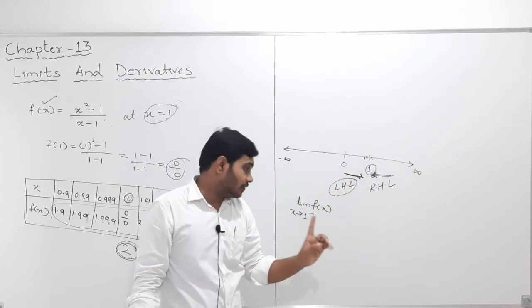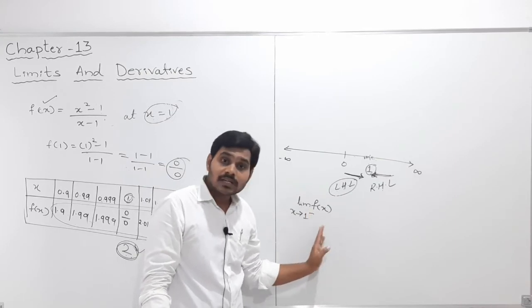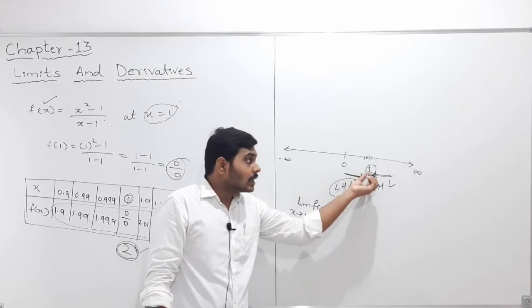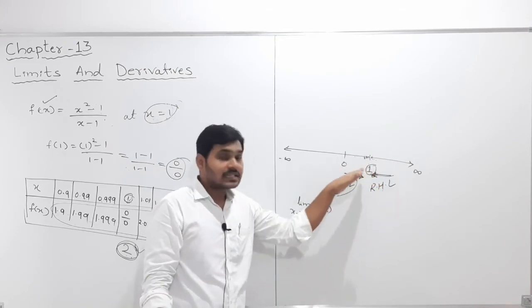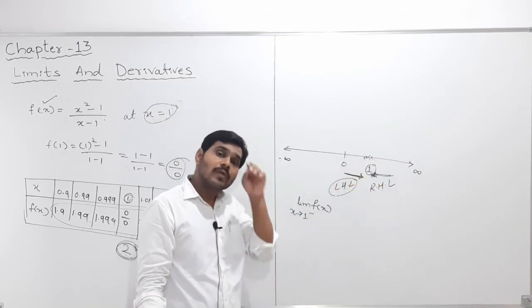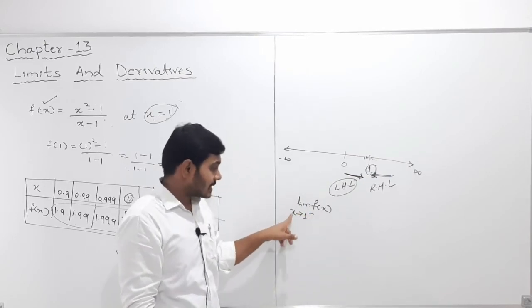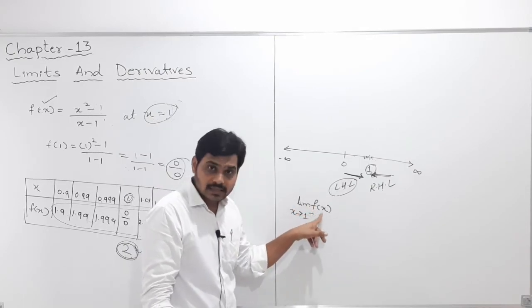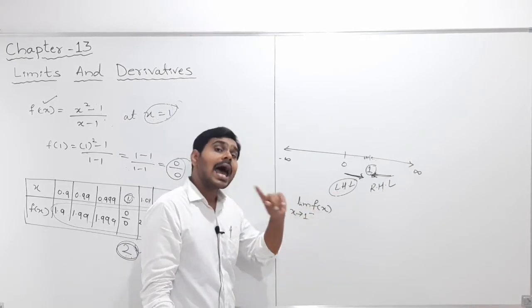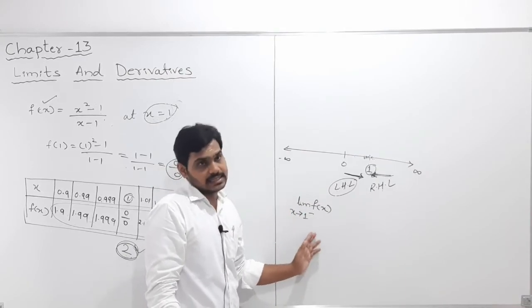Please don't get confused, I am not giving negative values. 1 minus means the neighborhood points of 1 that I am giving are on the left side of this 1. Therefore the symbol is 1 minus. It is read as limit of the function f of x as x tends to 1 minus. Here it is the left hand limit.